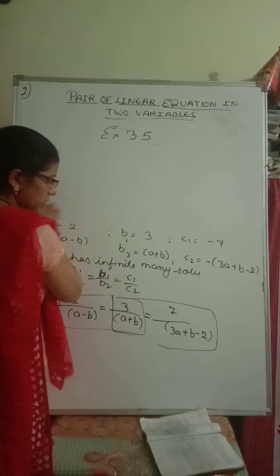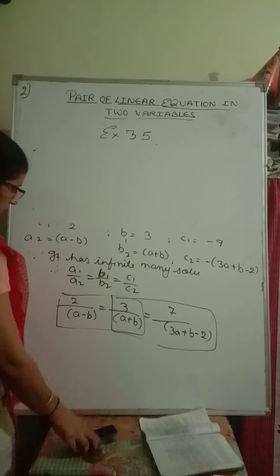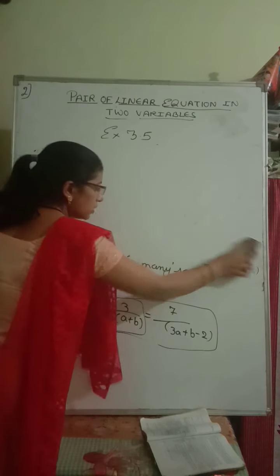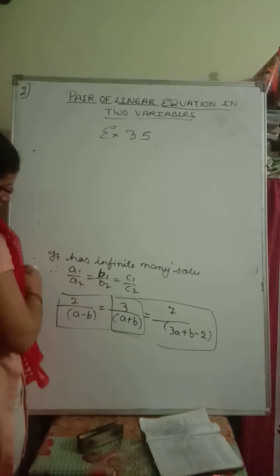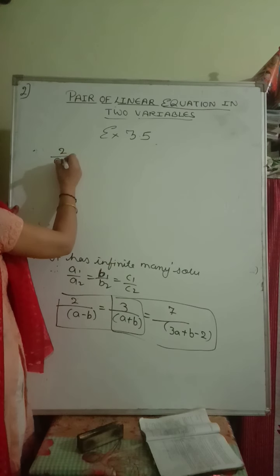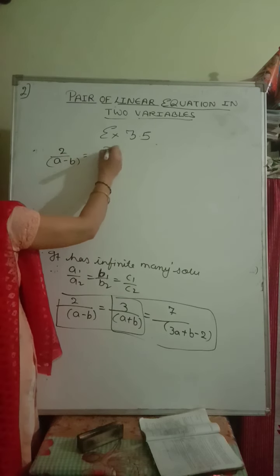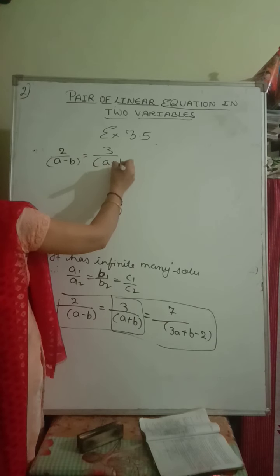Revise the video if you want to see. So what is this? Let me erase this also. Whatever is given to you as a condition, you have to put that only. So we are equating these two: 2 upon a minus b is equal to 3 upon a plus b.